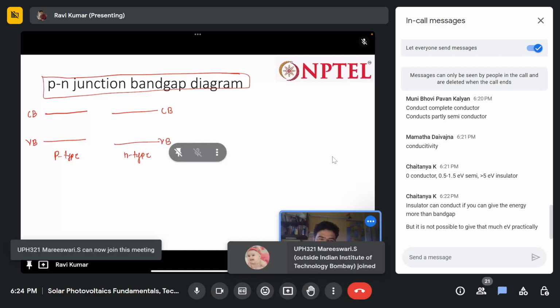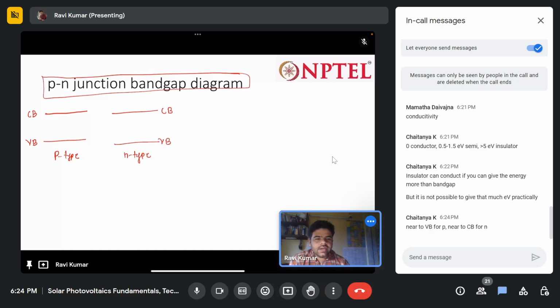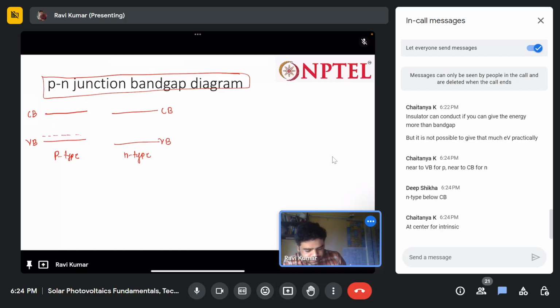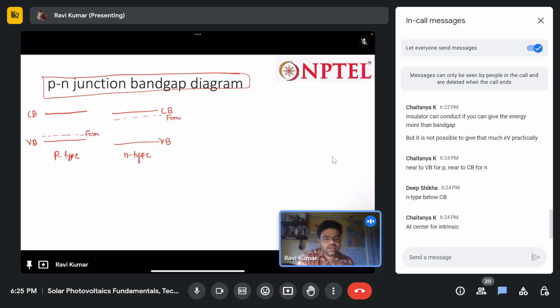Where should I draw the Fermi level in the case of p-type as well as in n-type? Should it be in the middle or somewhere else, near the valence band for p-type and near the conduction band for n-type? Yes, so here is our Fermi level, at the center for intrinsic. Okay, these are not intrinsic, these are extrinsic p-type and n-type semiconductors.